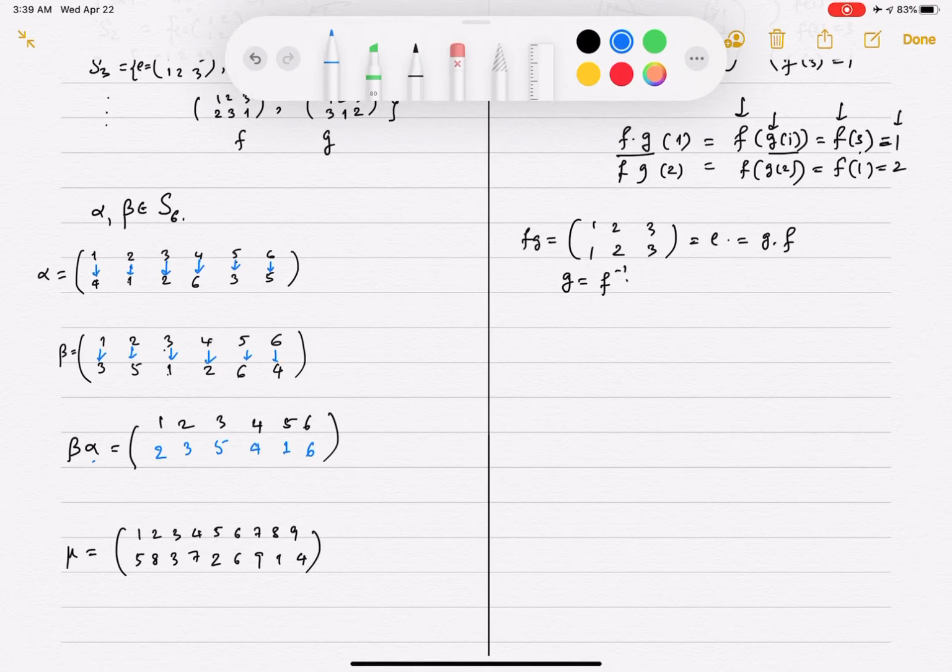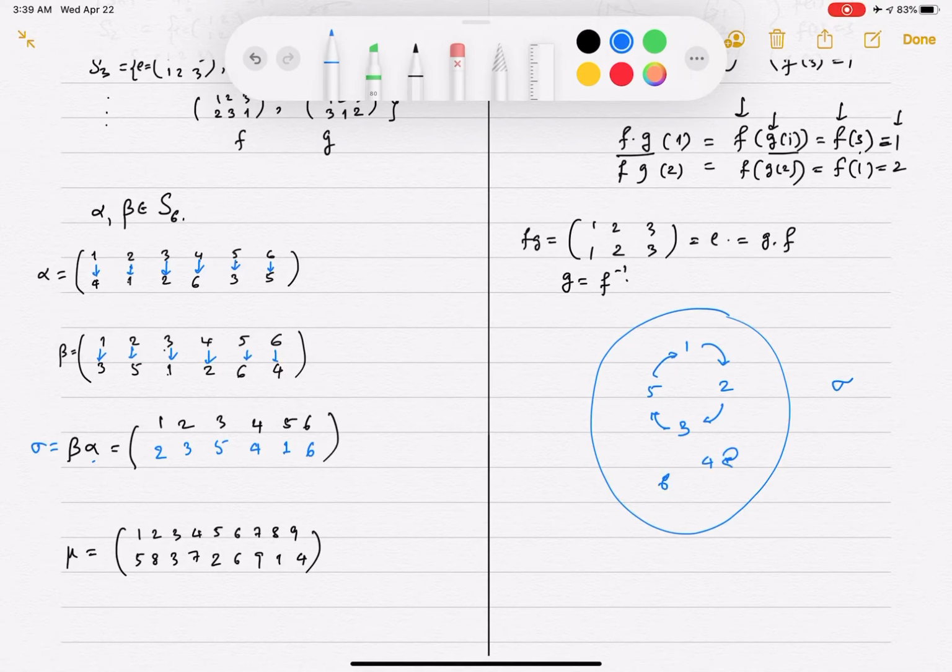One way to visualize such a permutation, sigma, is to think of 1, 2, 3, 4, 5, 6 in a box and think of sigma as moving them around. And sigma moves them around like this. It takes 1 to 2, 2 to 3. So this is a picture of sigma, let's say. 3 to 5, and 5 back to 1. And then it fixes 4, it fixes 6.